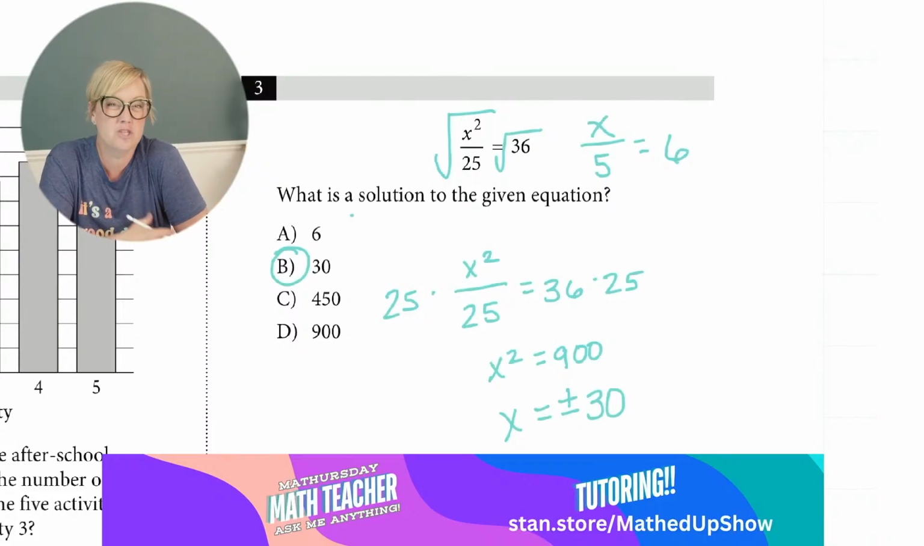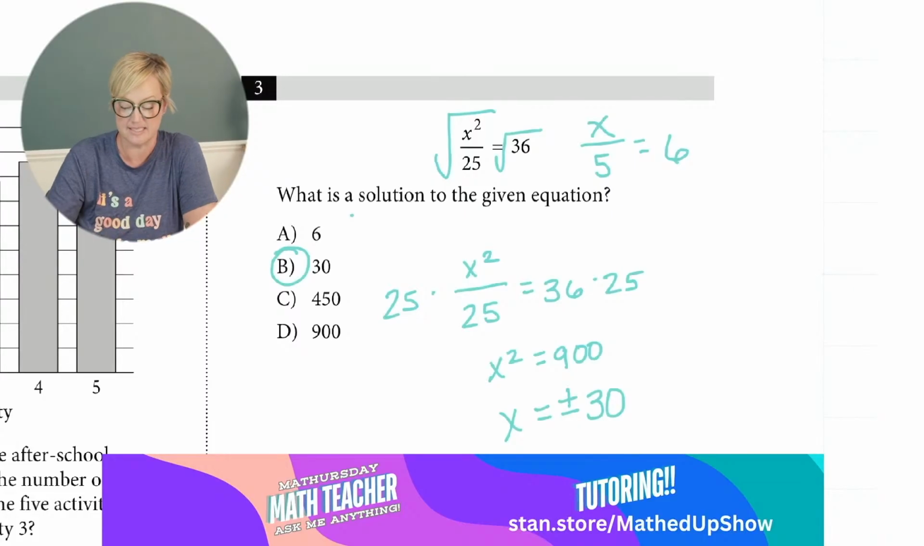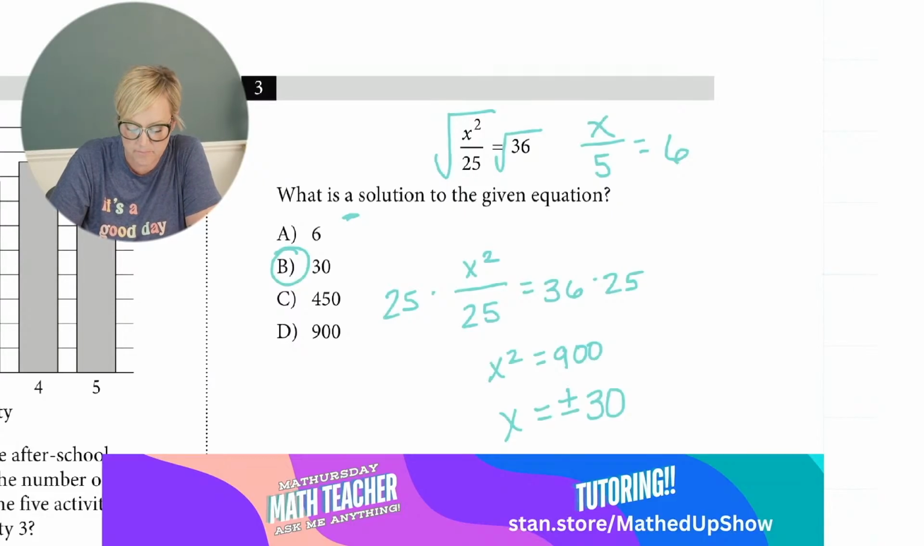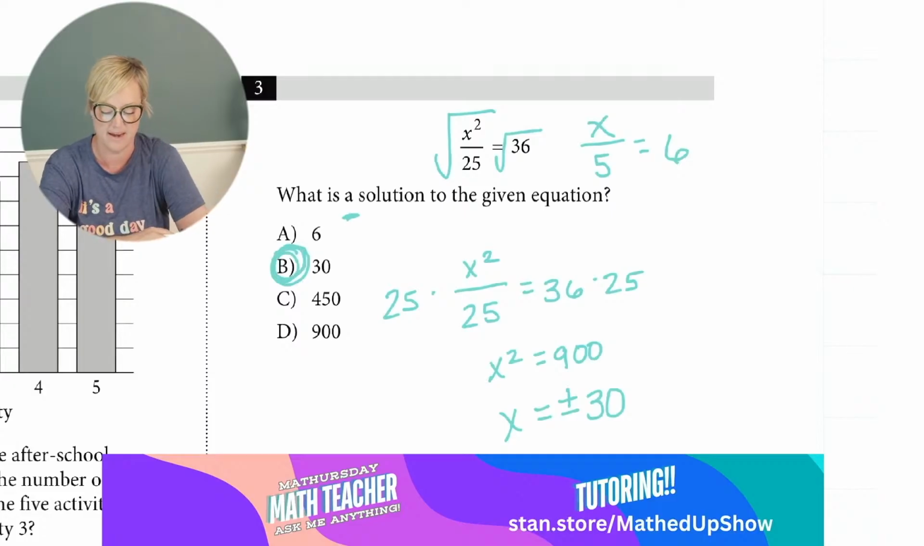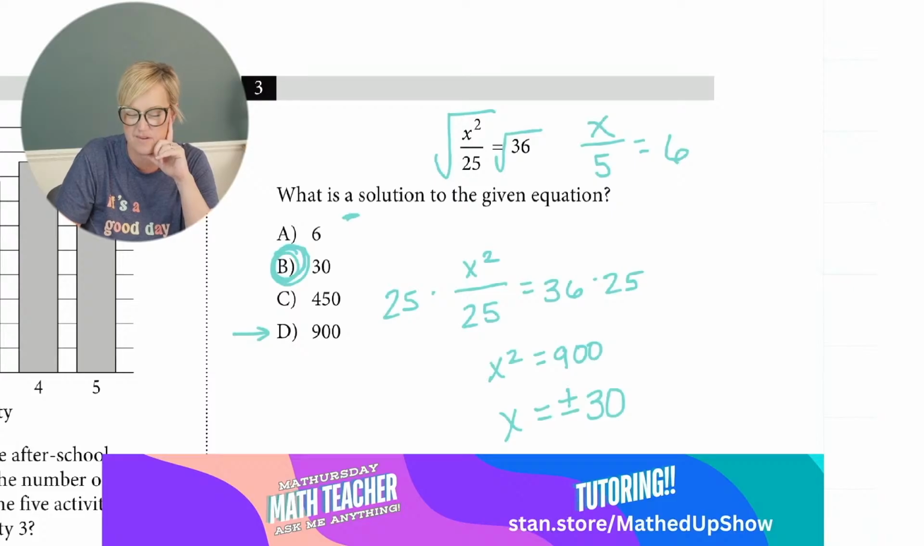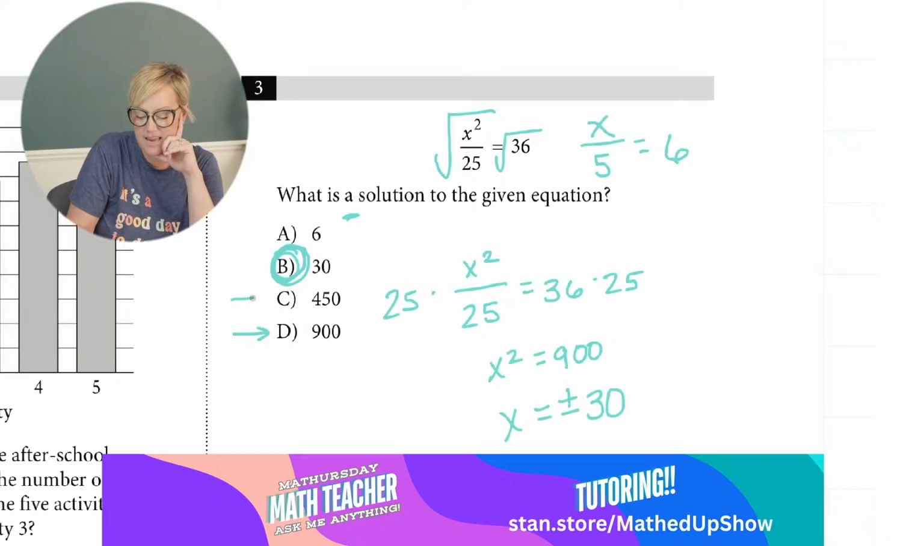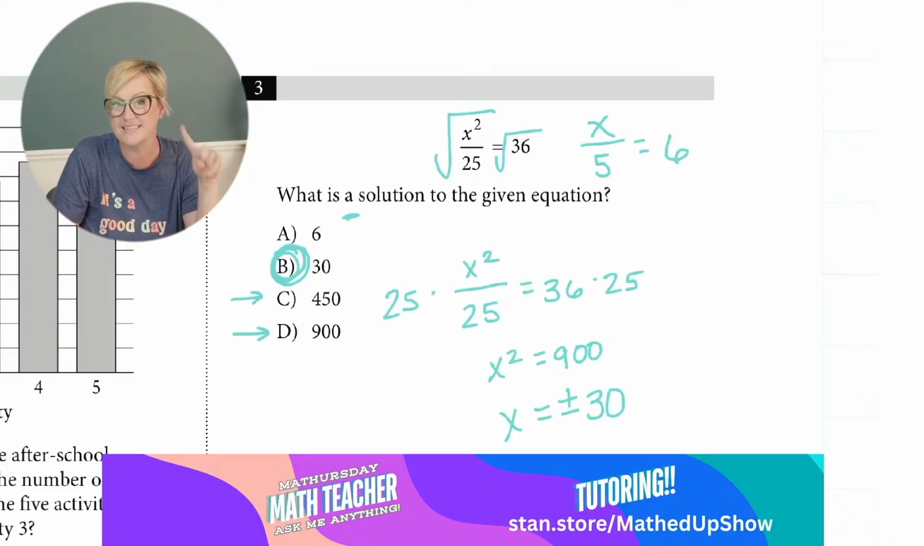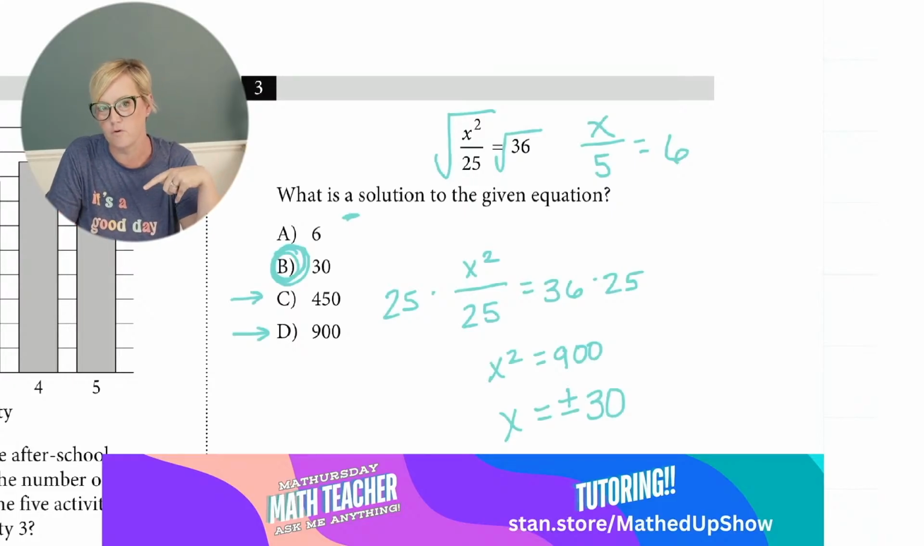But remember, you're always choosing the best answer, right? And this says a solution, not the only solution, right? So it is just plus or minus 30, which in this case would mean that it is B, okay? So with these problems, they always try to put some answers on here that trip you up. If you chose D, D is there if you forget to do the square root. If you just did 25 times 36 and got 900, that's how you would get D. C is if you get the 900, but then instead of square rooting, you divide by 450.